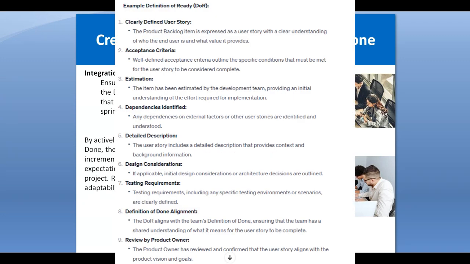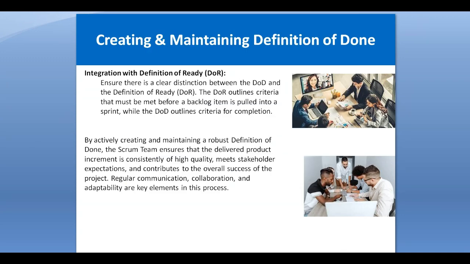Definition of ready means that the feature is ready to be taken into the sprint. Before starting a sprint, we know that we take the feature set from the product backlog. So before taking the feature or user story into the sprint, that user story should be ready, that means the things should be ready. So definition of ready outlines criteria that must be met before a backlog item is pulled into the sprint, while the definition of done outlines criteria for the completion. This is the main difference between definition of ready and definition of done.